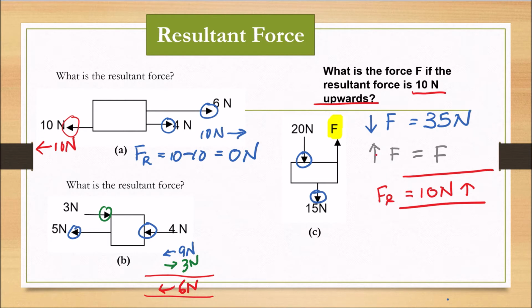Normally if I were to calculate resultant force, I'll take the bigger force, which is F, and then minus the downward force, 35, and I will get 10. So this is the rest of the mathematics. F will be equal to 10 plus 35. So then you get 45 Newtons upwards.